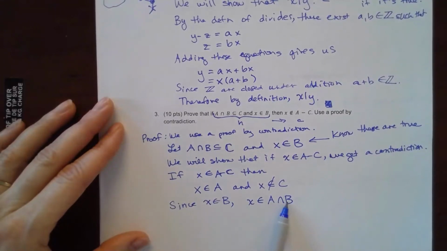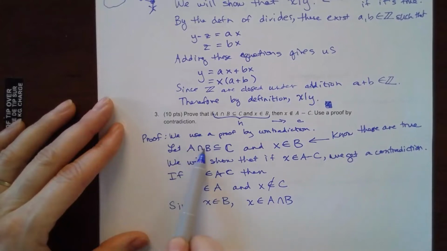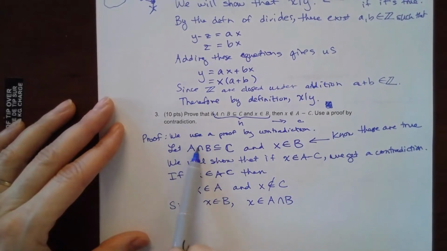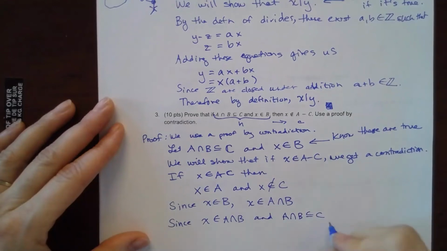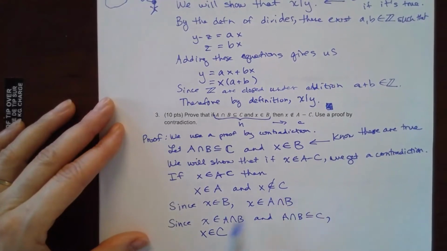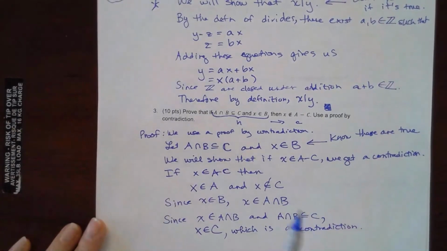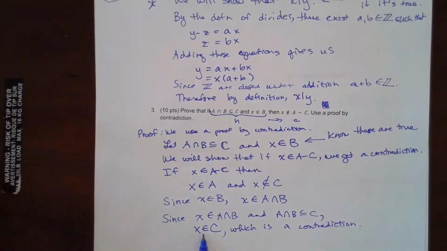Well, if X is in A intersect B, and A intersect B is a subset of C, then every element of A intersect B is also an element of C. All right, so since X is in this, and that set is a subset of C, X has to be an element of C as well. And there's our contradiction, right there. Okay, so here we've said that it's not in C, and here we've said that it is in C. It can't be both. It's one or the other.